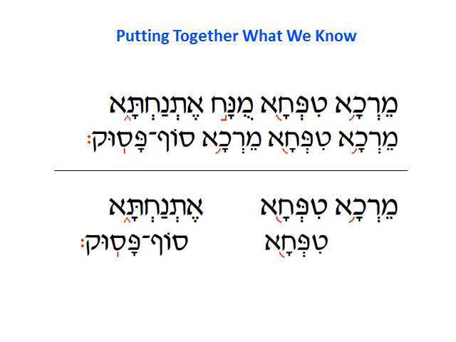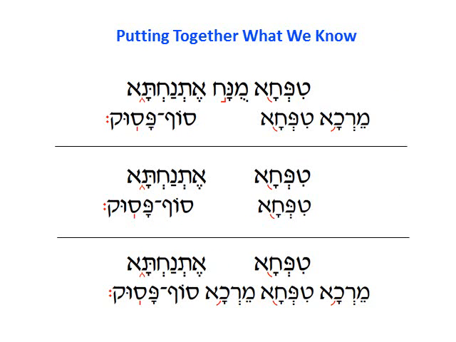The one below the line. Mercha, tipcha, etnakta. Tipcha, Sof Pasuk. Try them. All right, here's another form. Tipcha, munach, etnakta. Mercha, tipcha, Sof Pasuk. Try that one.